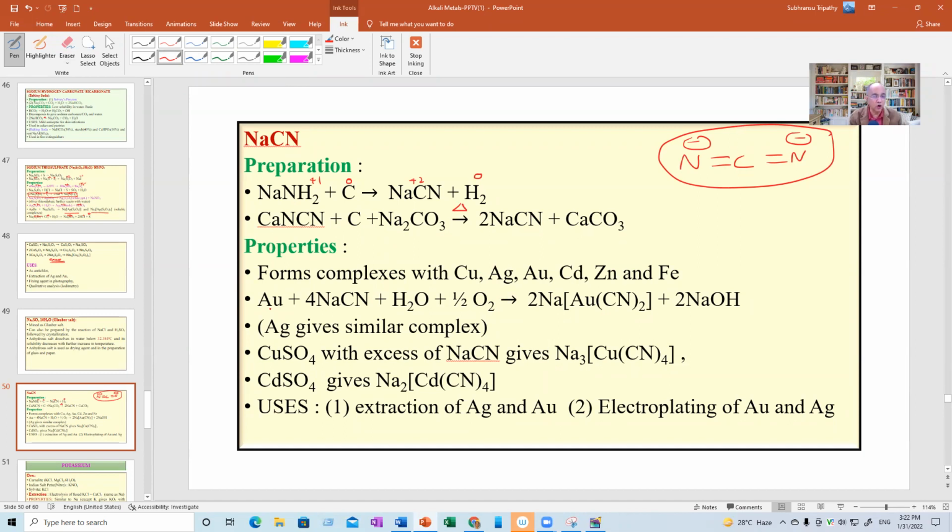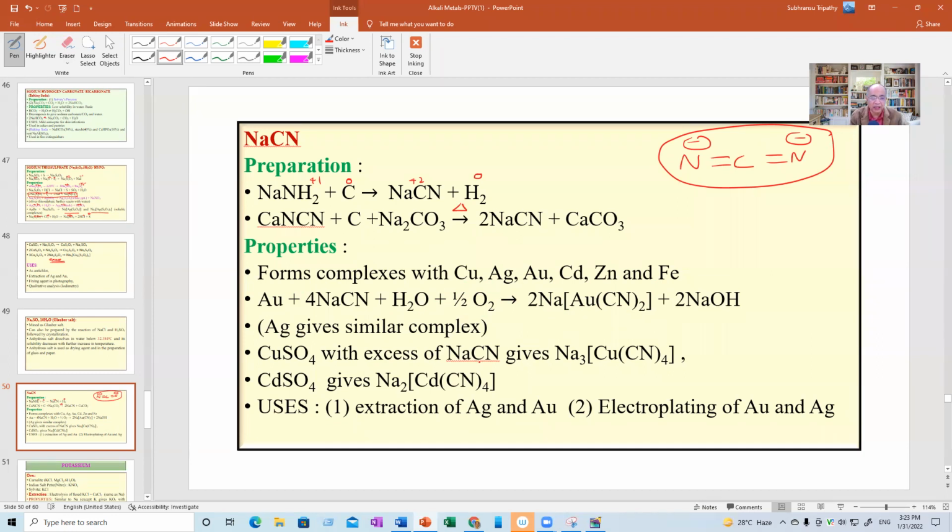For example, gold dissolves in sodium cyanide with bubbling air, oxygen, to oxidize gold from 0 to +1, and this is oxygen from 0 to -2. So it becomes sodium dicyanidoaurate(I). I can call it sodium aurocyanide. Silver gives a similar type of reaction. It dissolves, forming a cyanide complex.